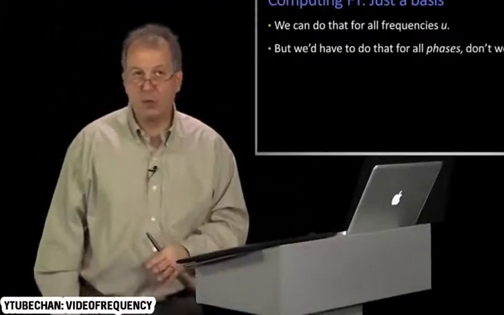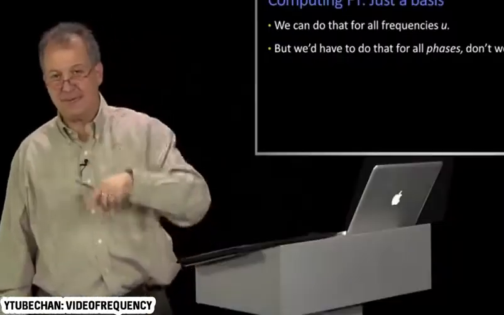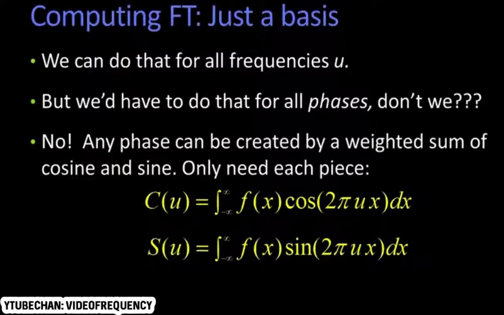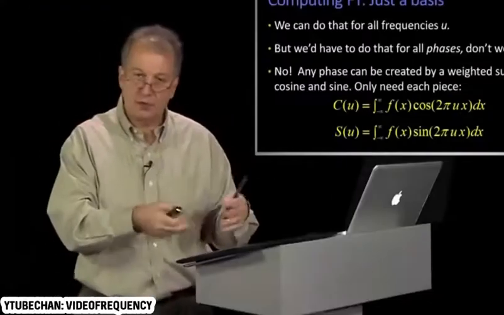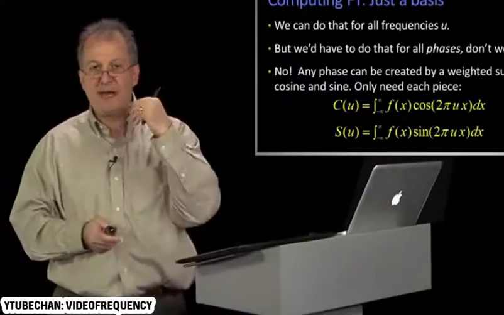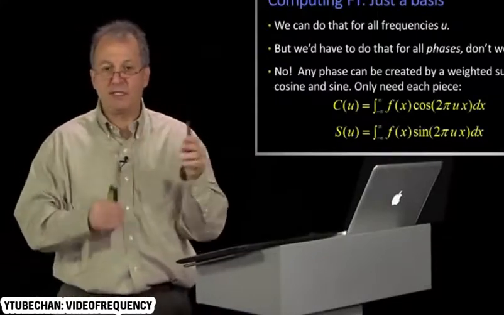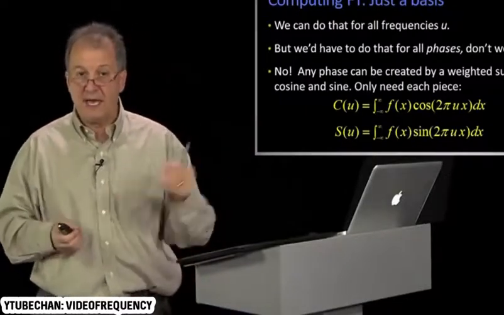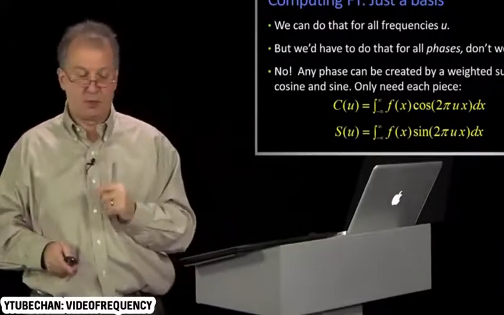But then you might ask, well, don't we also have to do it for all phases? Well, the short answer is no. One of the cool things is if I have cosine of omega x and I have sine of omega x, so one is 90 degrees, or pi over 2, out of phase, I can make any phase by a linear combination of those. You can show that, it's just true, we can do a little demo, but basically if I have a sinusoid of any phase, if you just tell me what its integral is with respect to cosine and what its integral is with respect to sine, I can tell you what the phase of that sinusoid is.